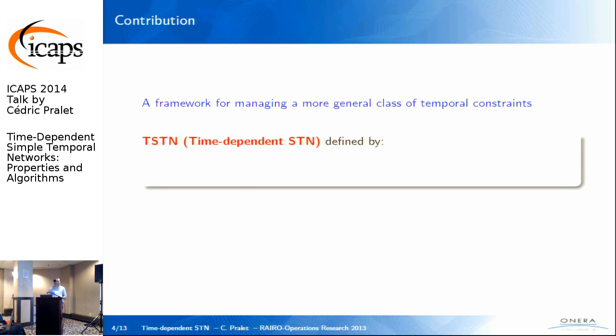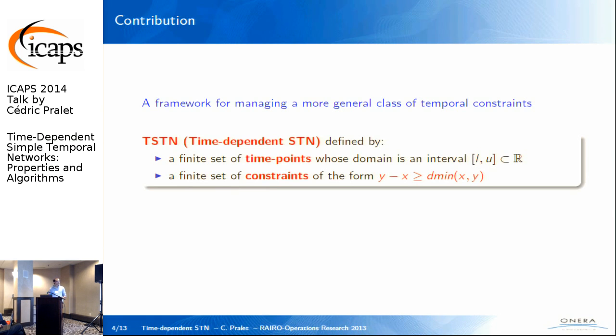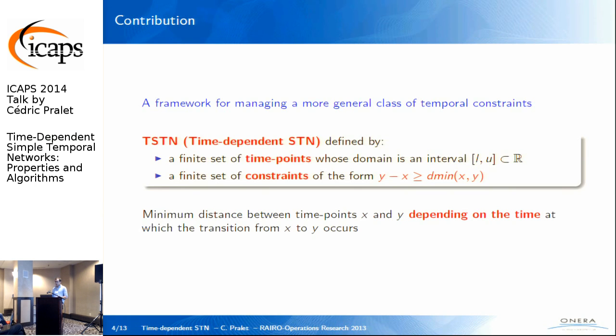And more precisely, we introduce TSTN. The T stands for time-dependent. A TSTN is defined by a finite set of time points, as in STN, and a finite set of constraints, which are more general than STN's constraints. We impose constraints of the form y minus x greater than a function of x and y. And this function is called the minimum distance function to be satisfied between time points x and y. And the novelty is that this minimum distance function depends on the time at which the time points occur.